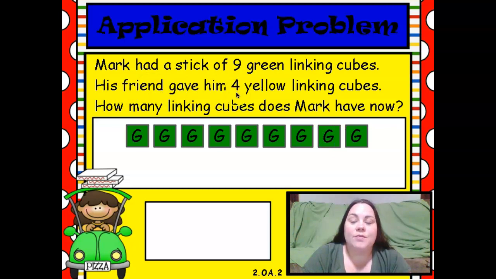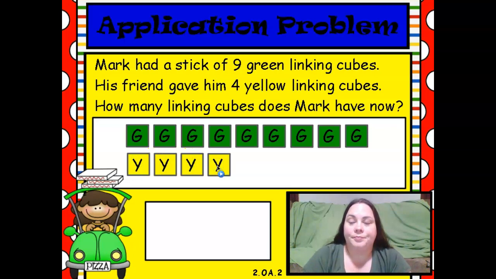His friend gave him 4 yellow linking cubes. So now I need to show his 4 yellow linking cubes, just like I did with my green ones, but this time I'm going to put Y for yellow. Or if you have a crayon, you can color them yellow as well. 1, 2, 3, 4. So I have read my problem. I have drawn and labeled my sentences from my story. Now I need to write a number sentence and a statement that goes with my question.